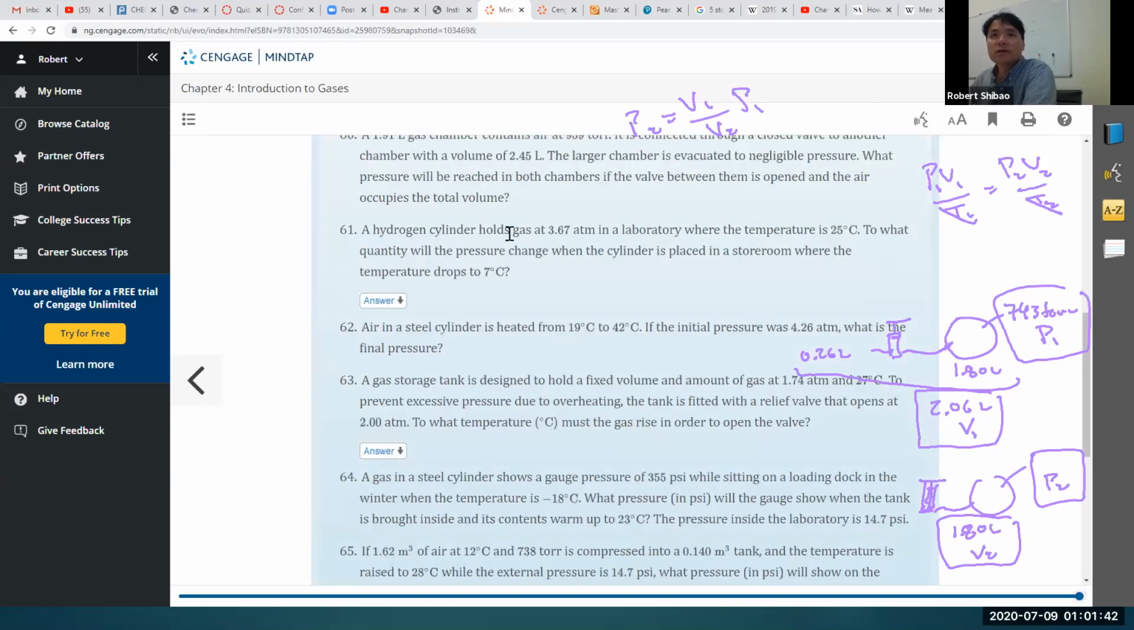A hydrogen cylinder holds gas at 3.67 atmospheres in a laboratory where the temperature is 25 degrees C. To what quantity will the pressure change when the cylinder is placed in a storeroom where the temperature drops to 7 degrees C? And so again, here.